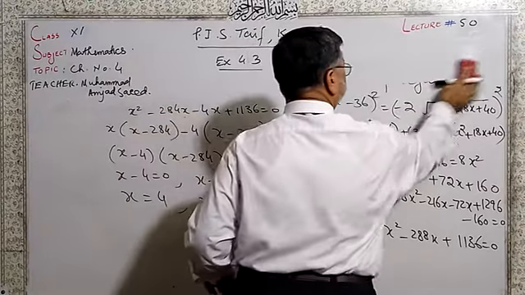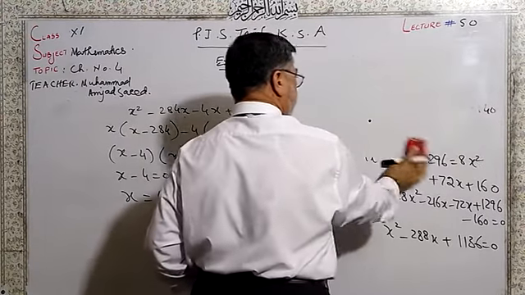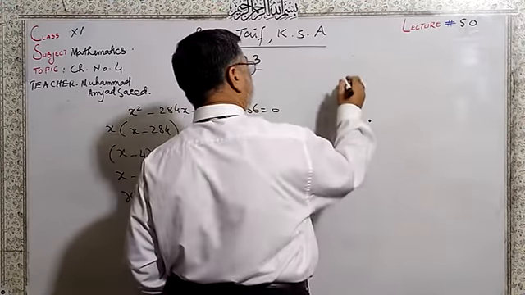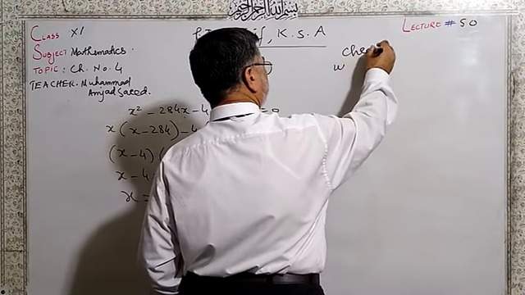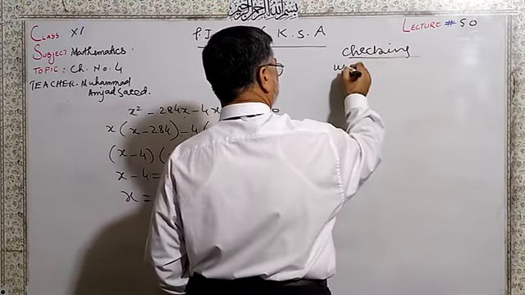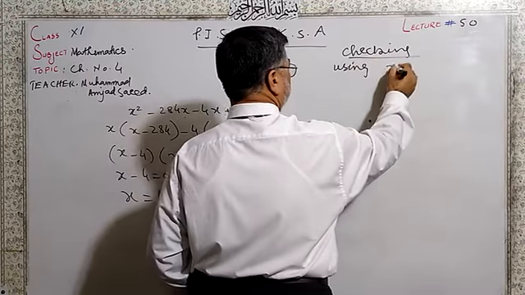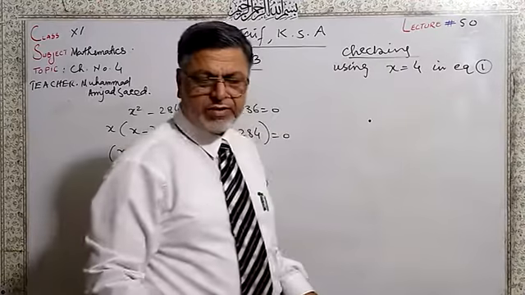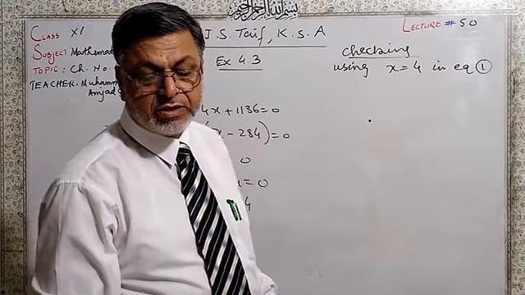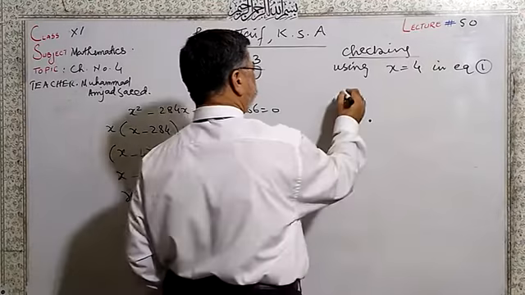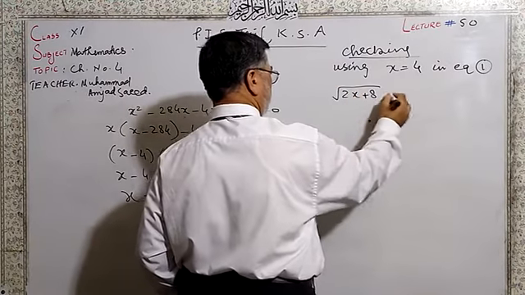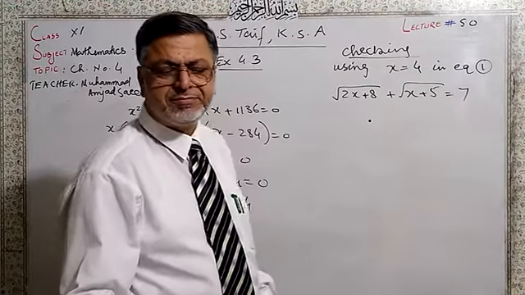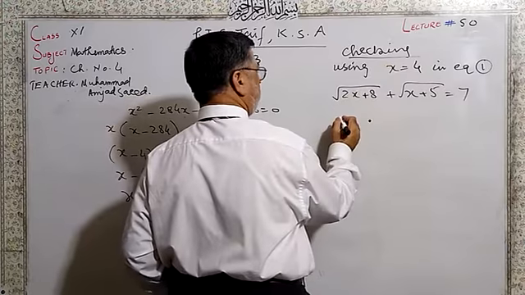Here we can have, using x is equal to 4, this is checking, using x is equal to 4 in equation number 1. And what was equation number 1? That was square root of 2x plus 8, plus square root of x plus 5, is equal to 7. Here I am using this x is equal to 4.